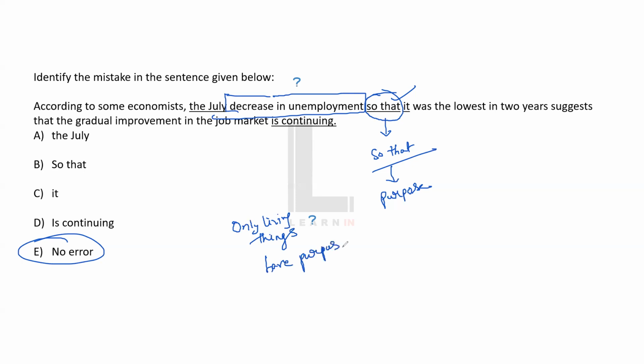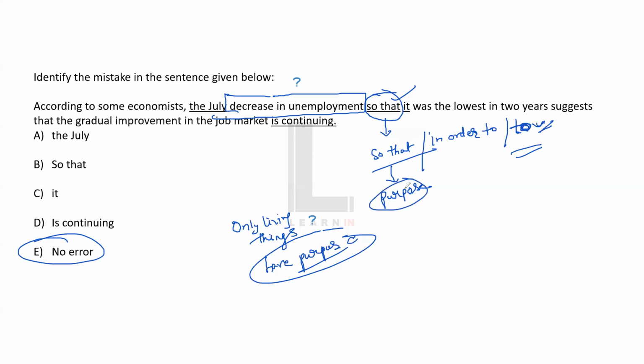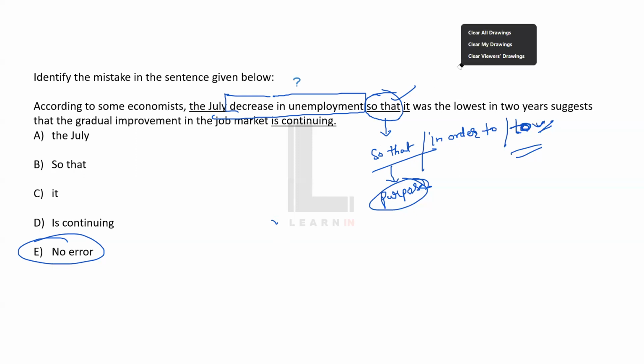Okay. And this is why, in order to will also not be used here. ठीक है, टू ये वाला तब होगा जब there would be something like we are talking about purpose. This won't be the two we are talking about. To do cycling. Okay, yeah, इसमें भी आएगा. चलो. We are also talking about this type of sentence. Okay. So the answer would be so that.